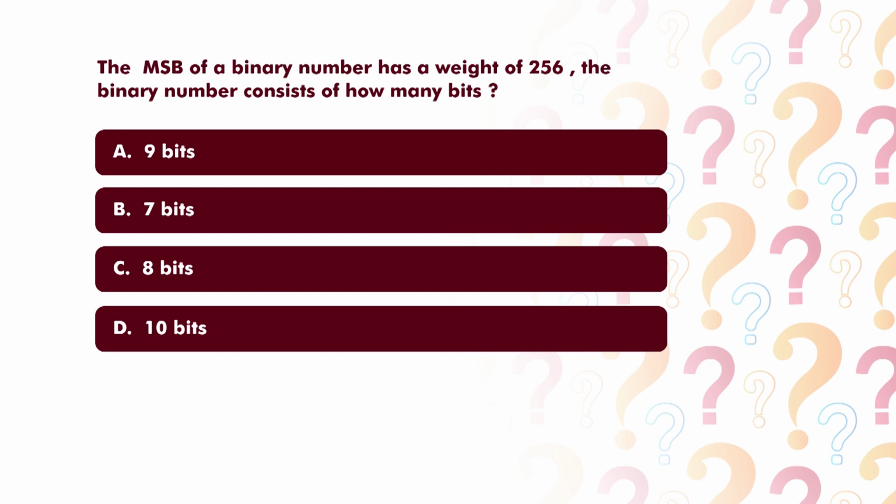Suppose my number of bits is 8. So, how many decimal numbers can I represent? I can represent decimal number 0 to the decimal number 255. For the most significant bit of a binary number to have a weight of 256, I should have 9 bits. So, my right option is option A, that is 9 bits.